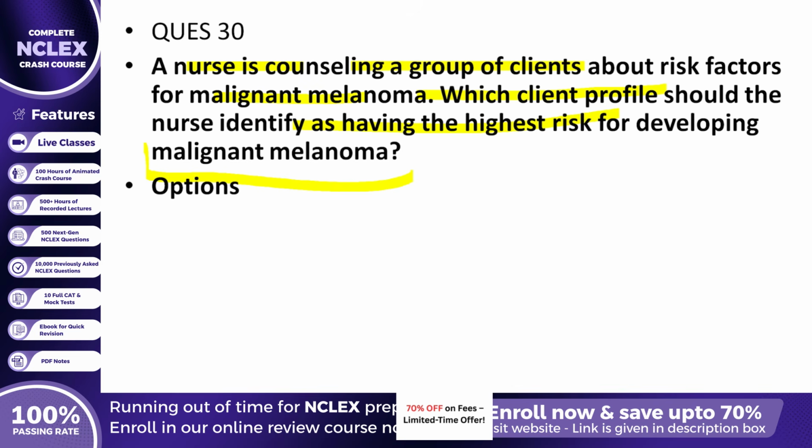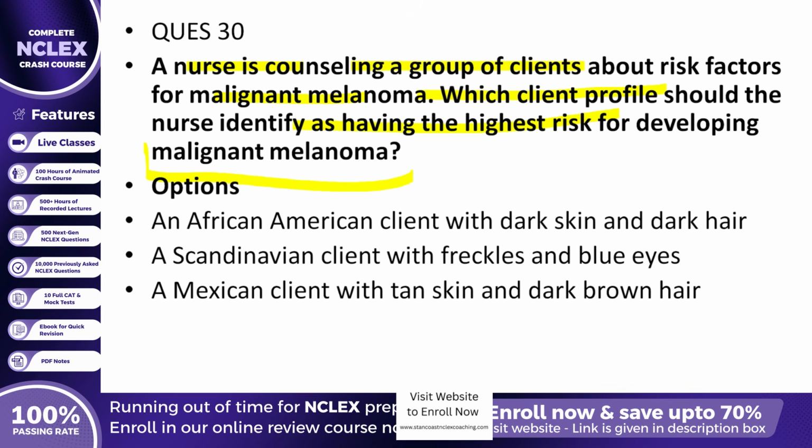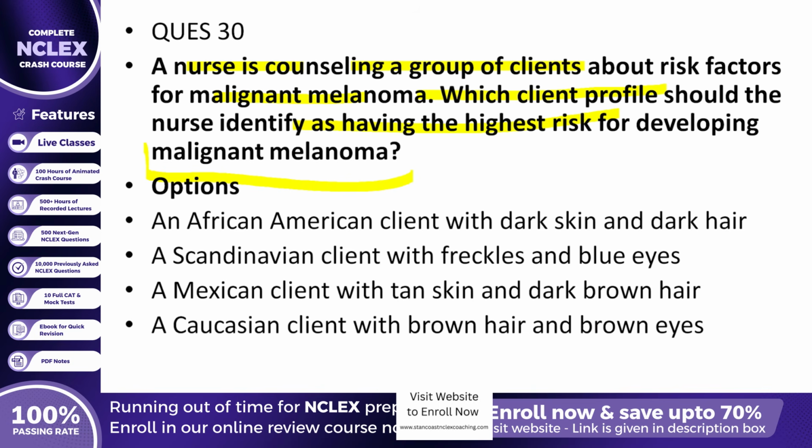The first option is an African American client with dark skin and dark hair. The second option is a Scandinavian client with freckles and blue eyes. The third option is a Mexican client with tan skin and dark brown hair. The fourth option is a Caucasian client with brown hair and brown eyes. The correct answer is option 2, a Scandinavian client with freckles and blue eyes.